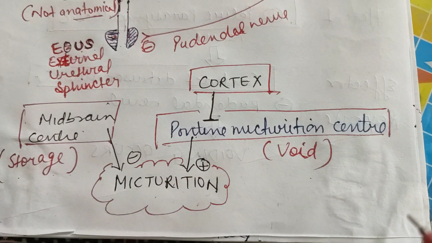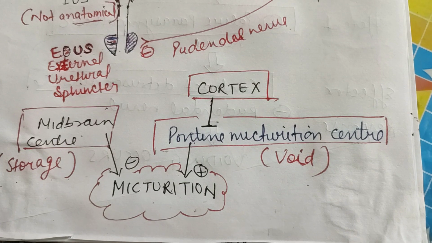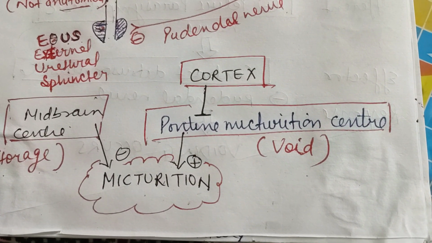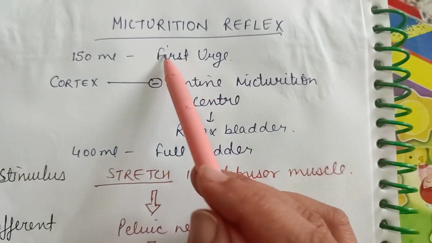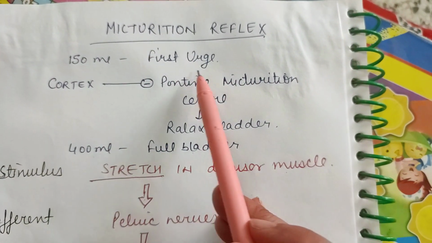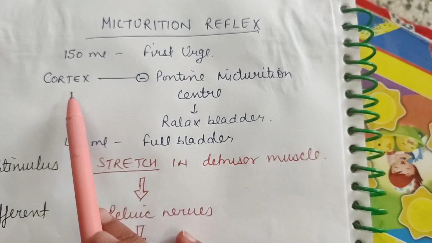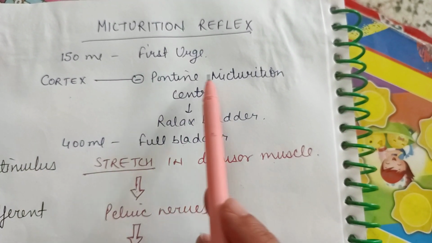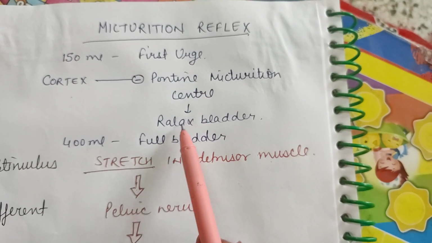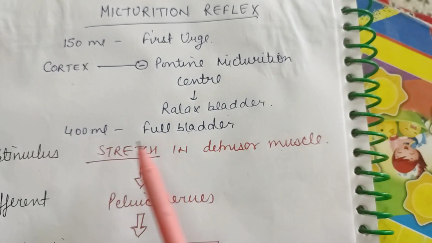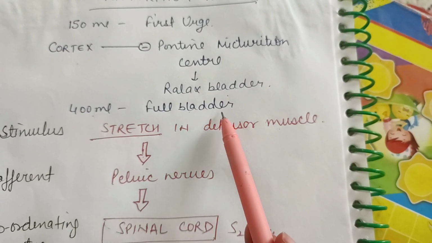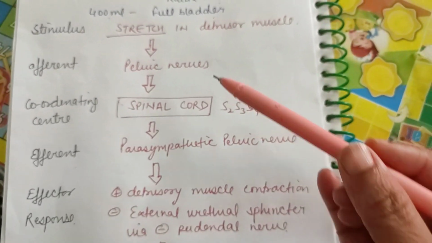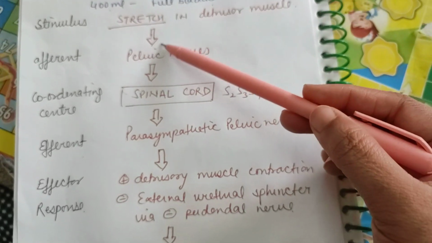So now at last let's see how you basically make the flow chart of this micturition reflex. So this way you can write micturition reflex. At 150 ml there is first urge. In that condition, cortex is inhibiting the pontine micturition center, and that's why the bladder is relaxed. At 400 ml there is fullness of the bladder. We can sense it. How? Let's see. So this way we can write all the components of the reflex.